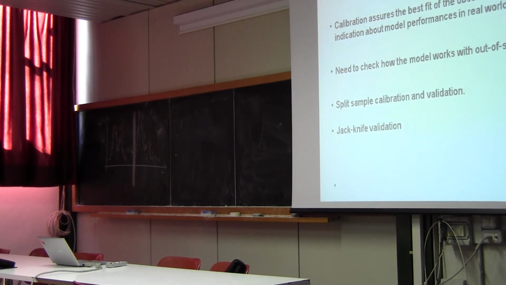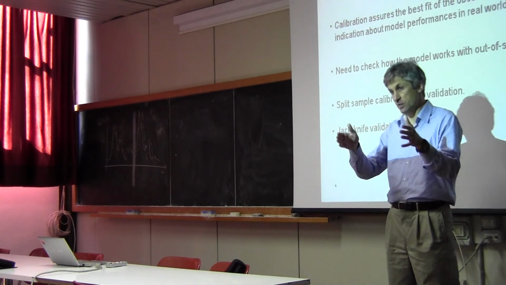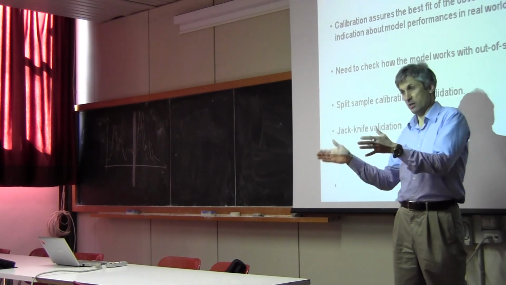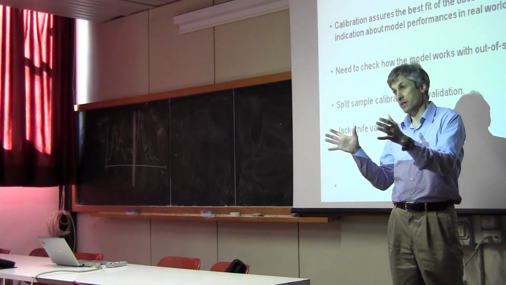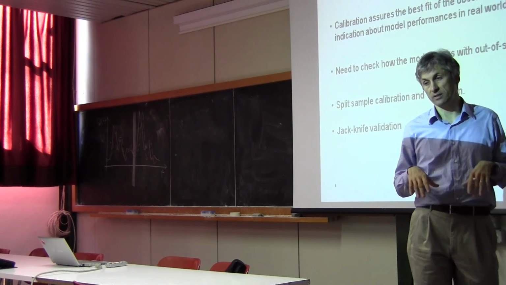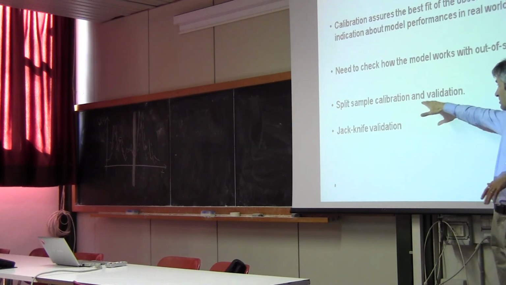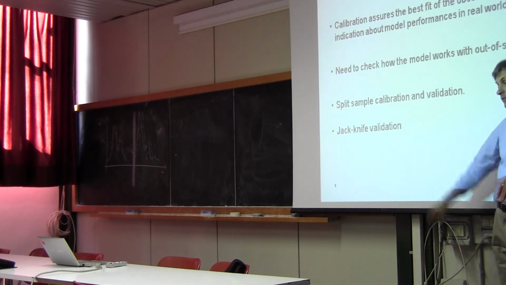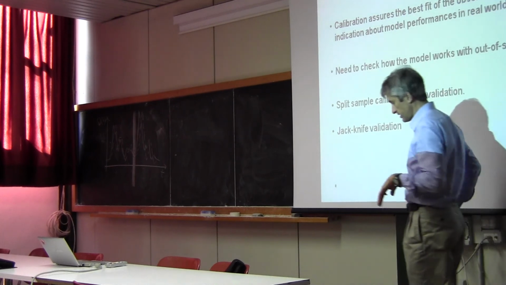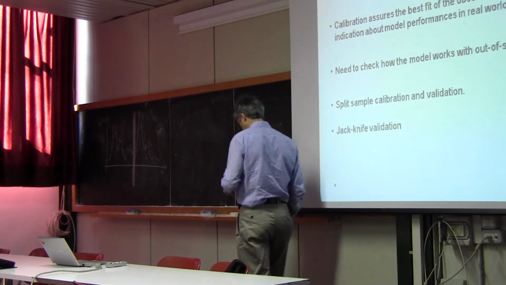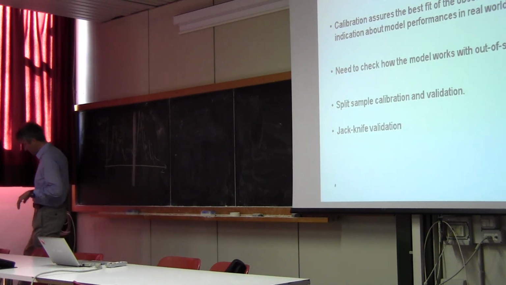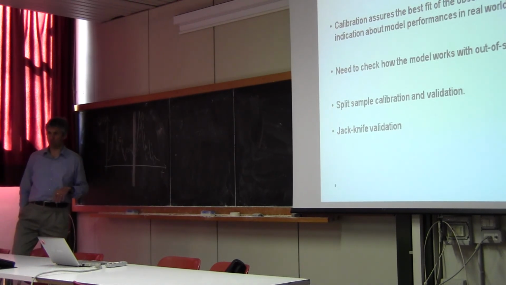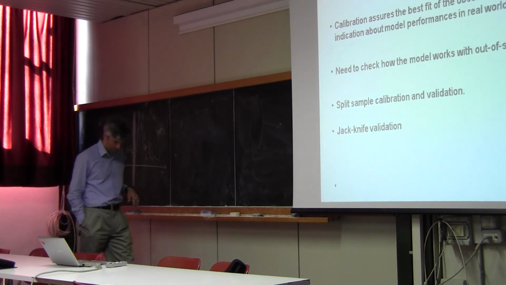So you see that the procedure is a bit complicated. You have to get your data, split the sample, calibrate the model, check it, and then recalibrate the model, and finally apply it. The procedure is a bit complicated. There is an alternative to the split sample calibration, which is jackknife validation, and it's an alternative that is increasingly used. It has the problem of being computer intensive, and I'm trying to explain.